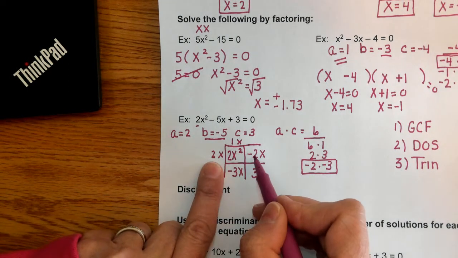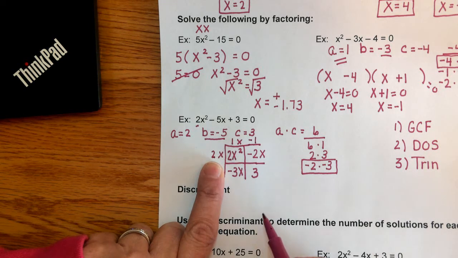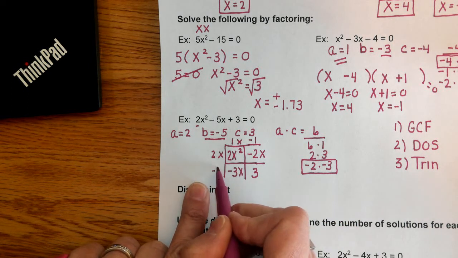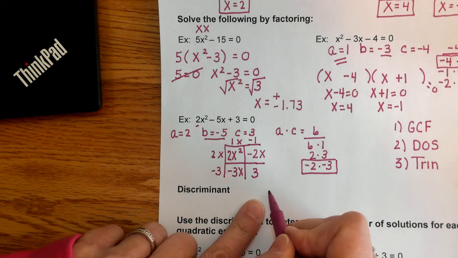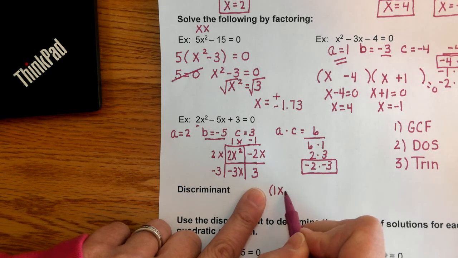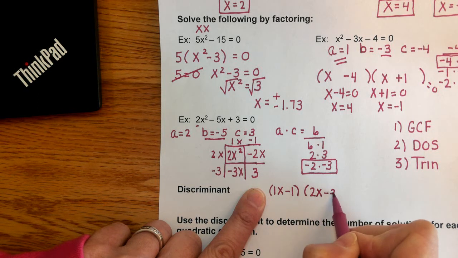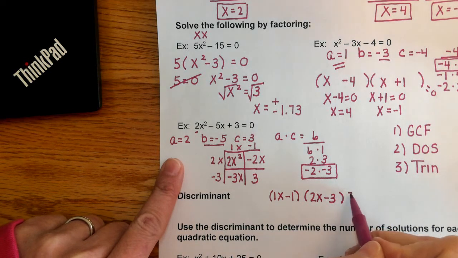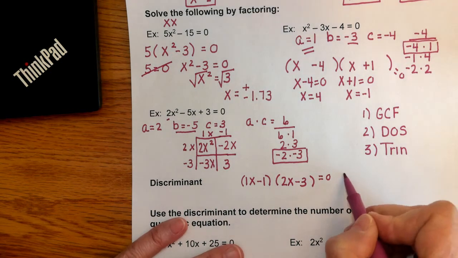Now 2 times what gives me negative 2? Well, that is negative 1. 1 times what gives me negative 3? That is negative 3. So now I have these factored. My factors are 1x minus 1 and 2x minus 3. Remember, I get them from the top and the side. Those are equal to 0. So I'm going to continue.